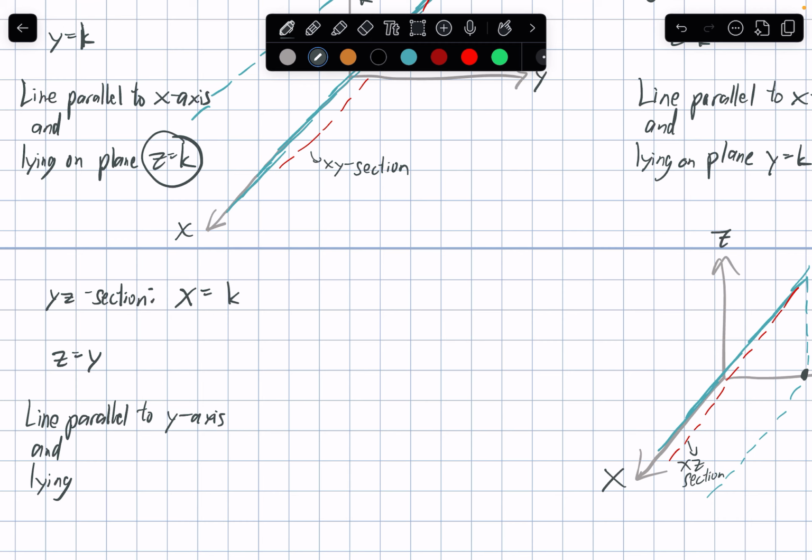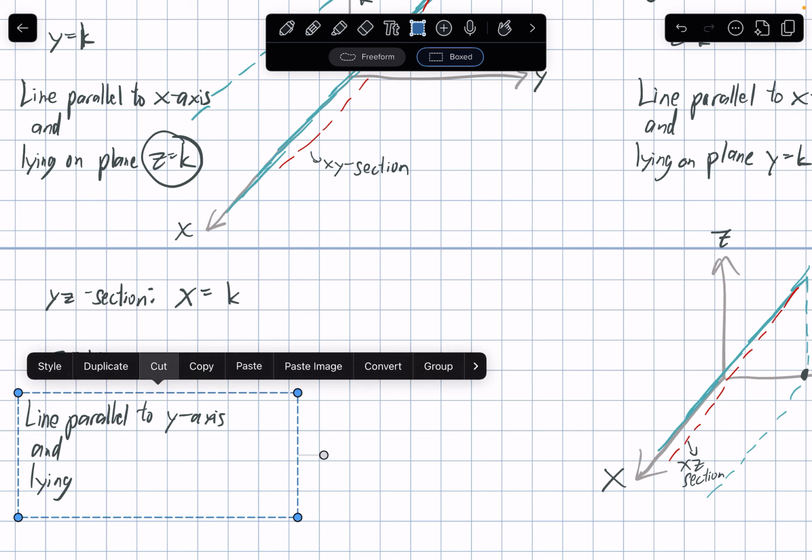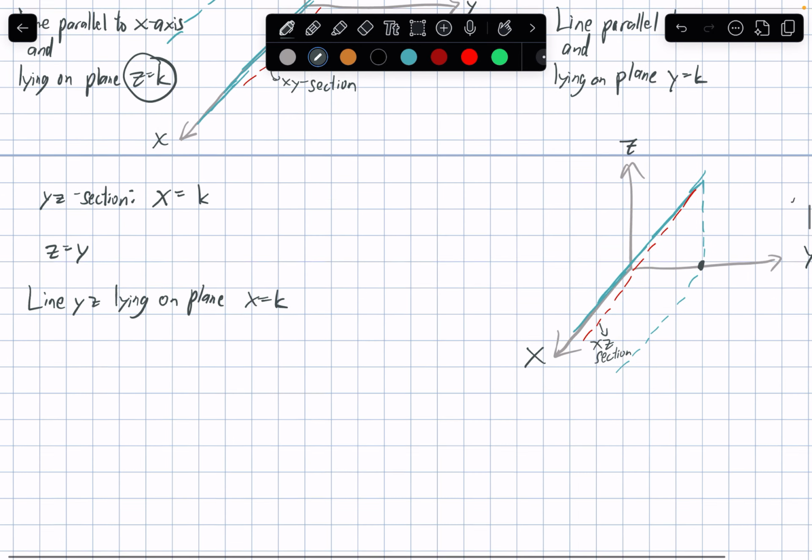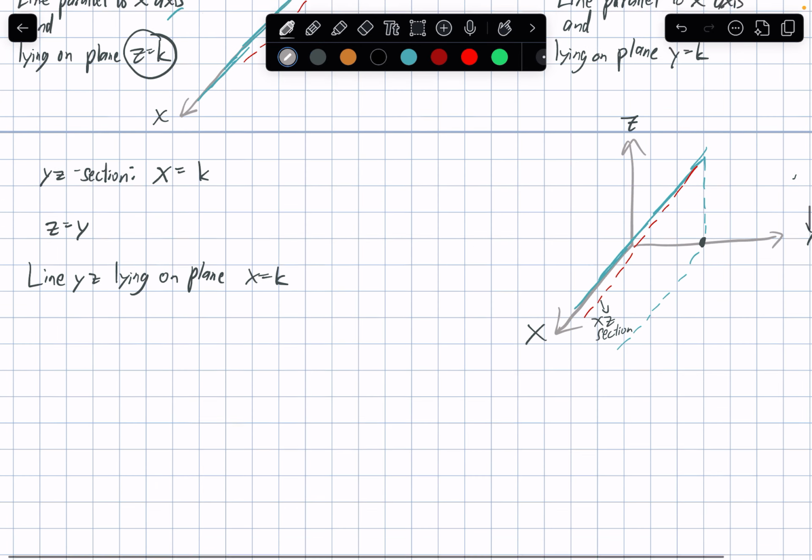Wait a minute, wait. Y is mentioned here also, so this is how we define it. So line YZ is lying on the plane x equal to k. That's it. There's no report of anything that's parallel in this case.